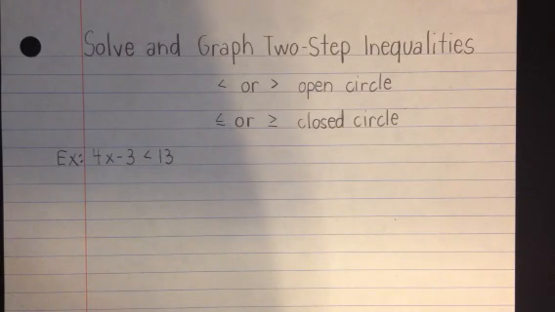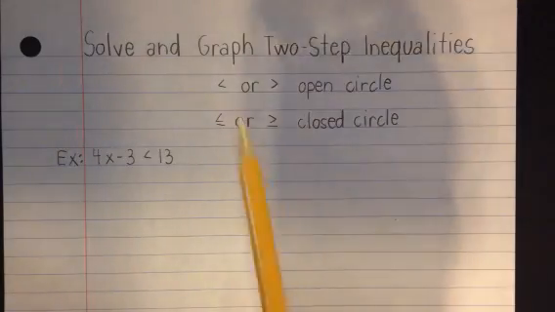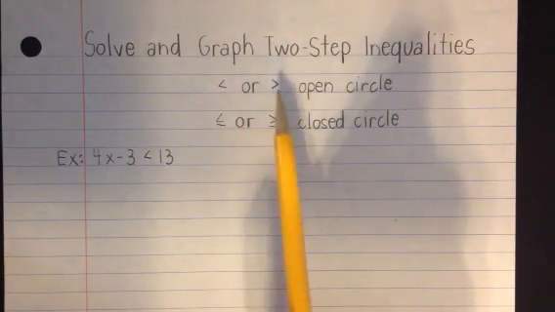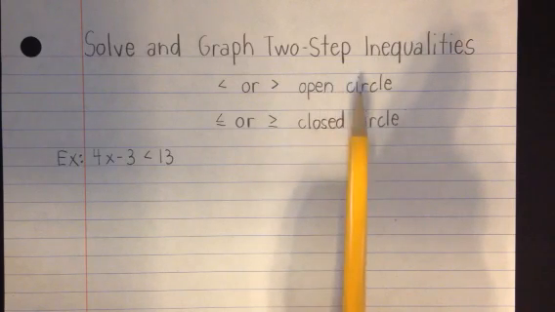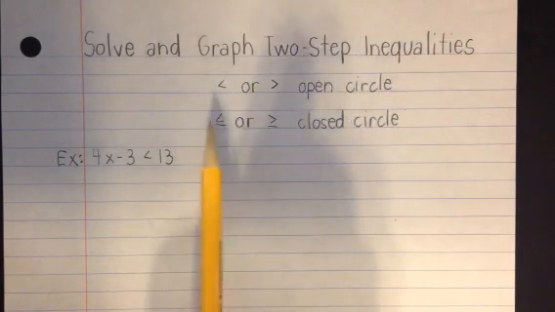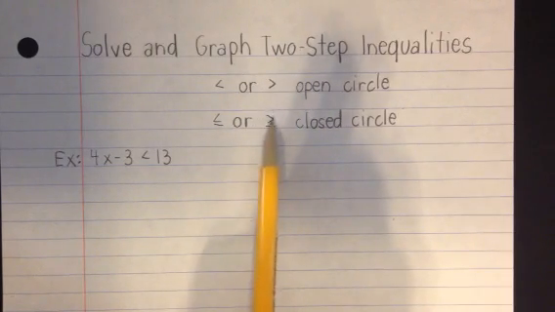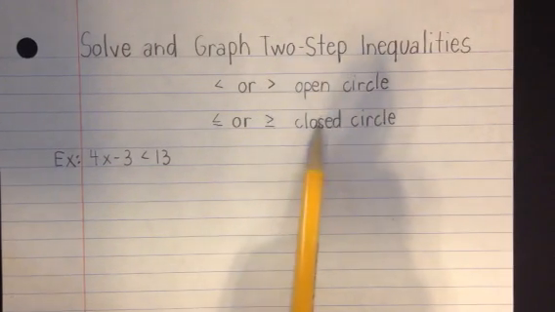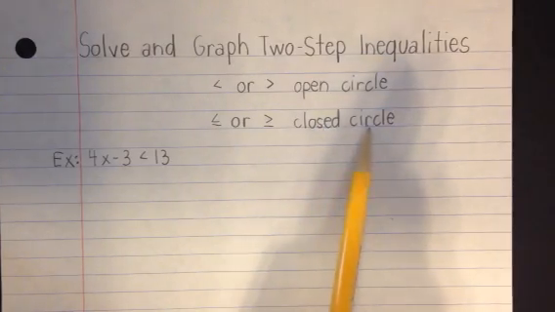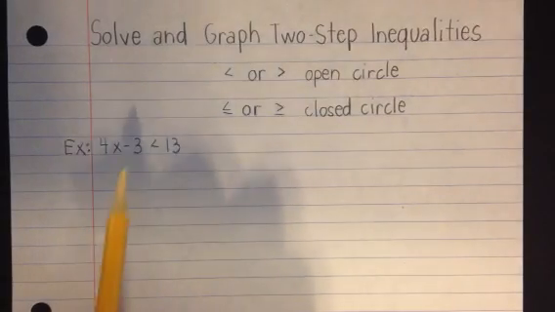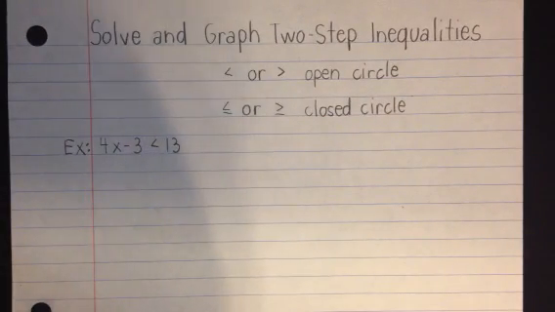Alright, today we're going to be solving and graphing two-step inequalities. So I want to remind you that if you have less than or greater than, it's going to be used with an open circle, and if you have less than or equal to with the line underneath, or greater than or equal to with the line underneath, that's going to use a closed circle on the number line. Alright, so we are going to first solve this inequality and then we'll graph it.